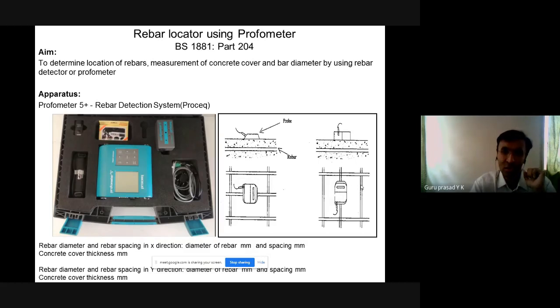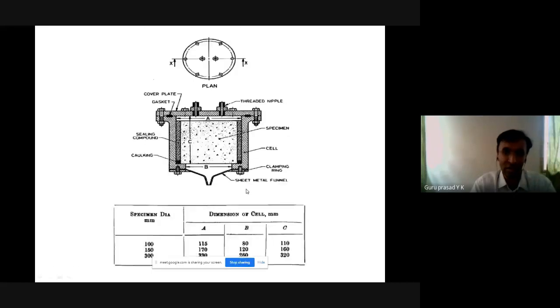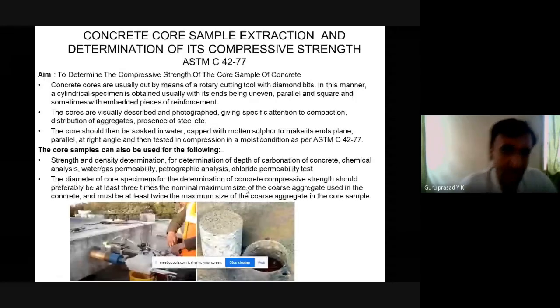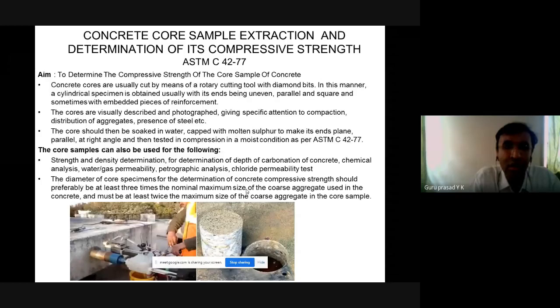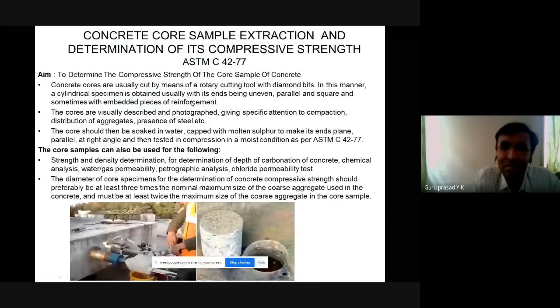Never ever go and cut a reinforcement. I will tell you, you are going to cause more distress. It's like you go and cut the reinforcement in a column. You are going to be in trouble because you are going to reduce the strength in that particular portion of the column. Now, this test is performed based on ASTM C42 standards.